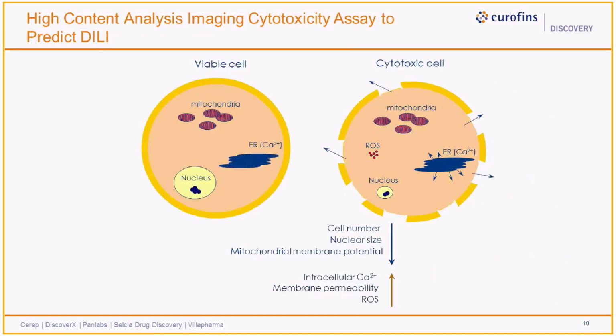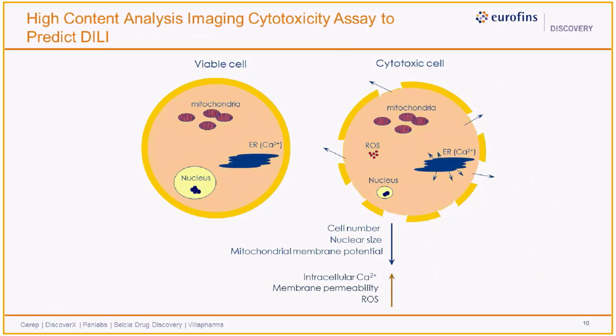We use high-content analysis imaging assays to illustrate the mechanisms of hepatotoxicity caused by test compounds. High-content analysis technology can analyze multiple parameters in the same cell simultaneously by staining the biomarkers with different fluorescent dyes. This cartoon illustrates what happens when healthy cells are undergoing cytotoxic attack.